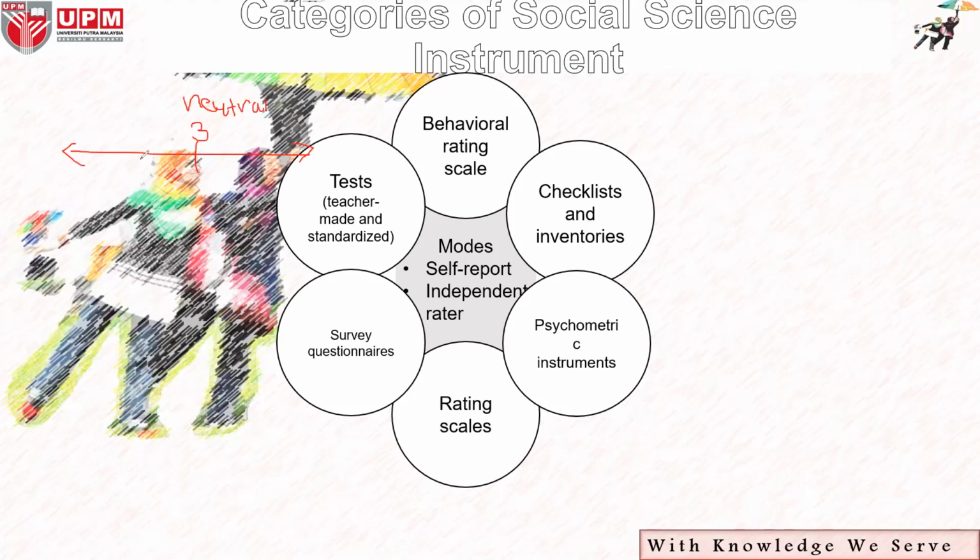Okay, so 1, 2, 3, 4, 5. Okay, so 1 is strongly disagree. Here is agree, strongly disagree, strongly agree, sorry. So then neutral. What does it mean by neutral?